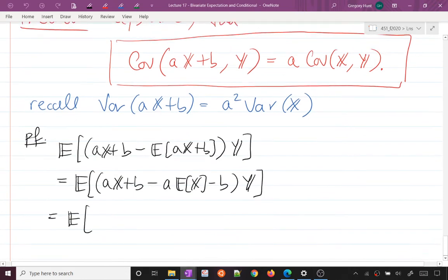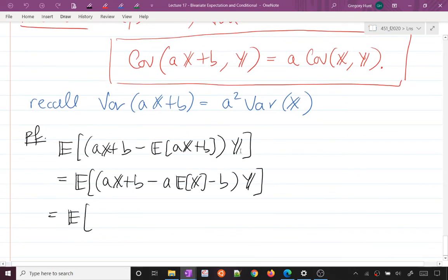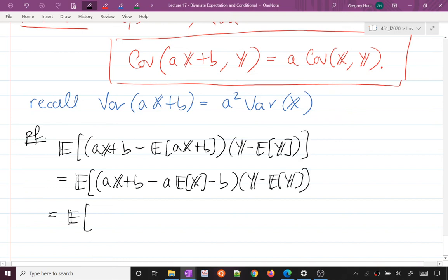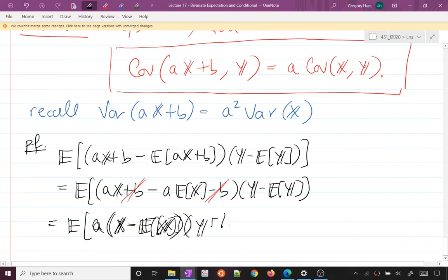Let's try this again. This is Y minus its expectation. Try that all again. Y minus its expectation. B's cancel. Pull out my A. And I still have my Y.